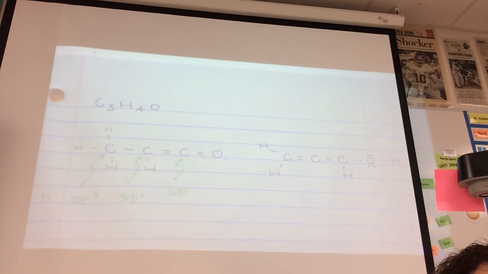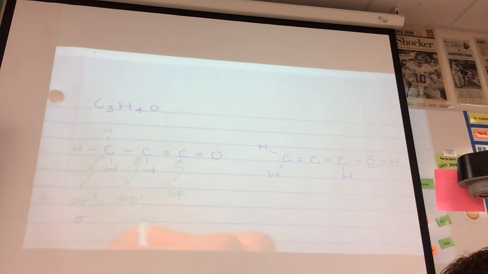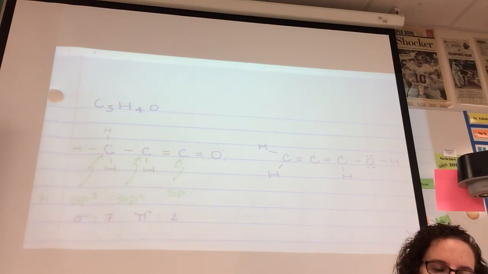I think the easiest thing to do is get the pi's first and then just count the total number of bonds and subtract the pi's out. So how many pi's in this? 2. But all in all, we have 1, 2, 3, 4, 5, 6, 7, 8, 9. 9 minus 2 is? 7 is correct.